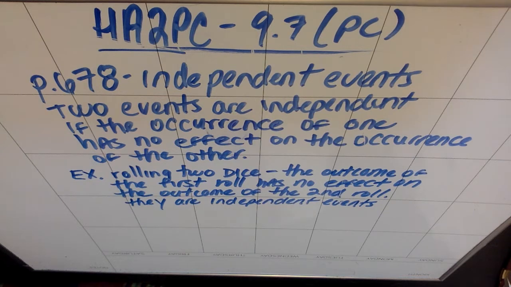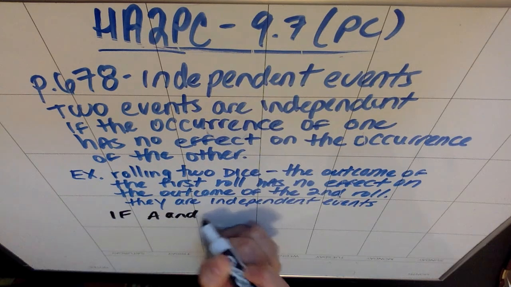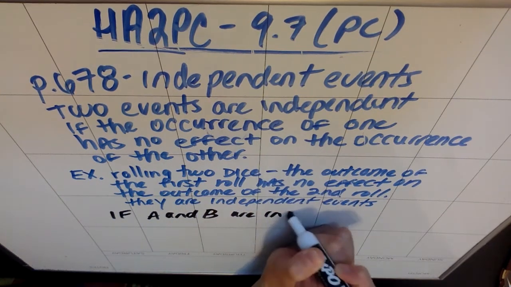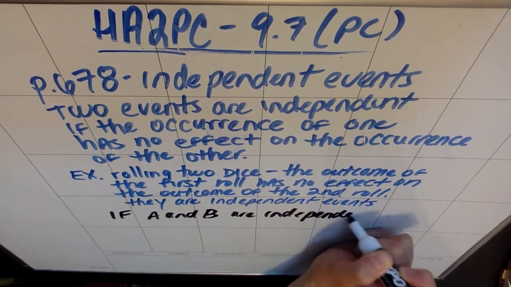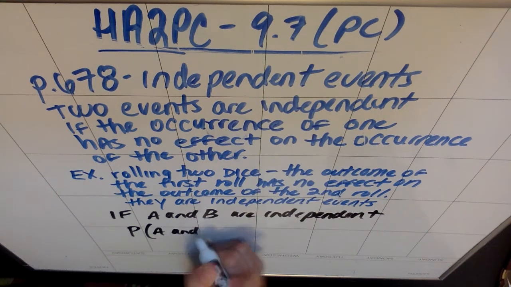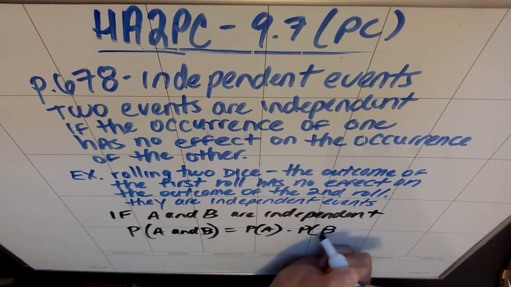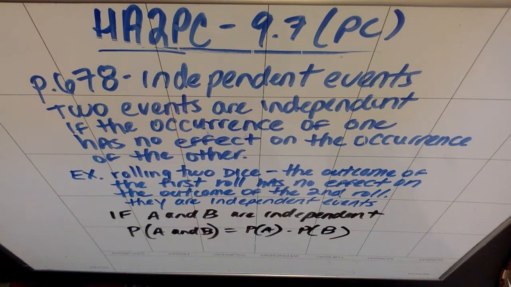Instead of making it 2 dice, maybe I make it a die and a coin, and then they clearly have no effect. I flip the coin, it's either heads or tails. I roll the die, it's 1 through 6, and it doesn't matter. So the probability of independent events: if A and B are independent, then to find the probability of them both happening, the probability of A and B, I'm just going to multiply the probability of A times the probability of B. So we're going to walk through some examples of that now.